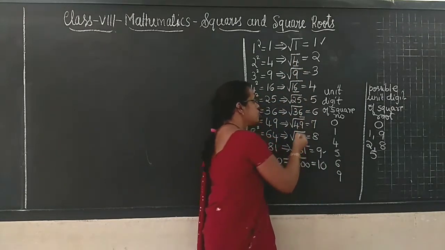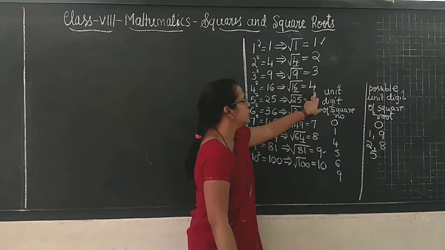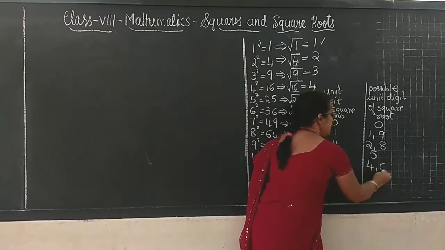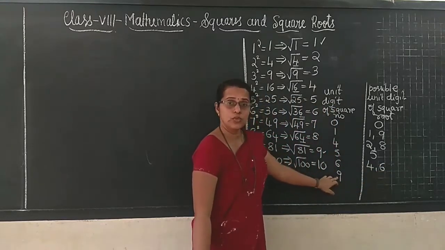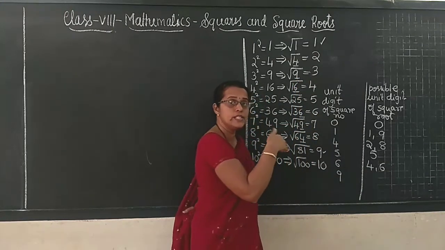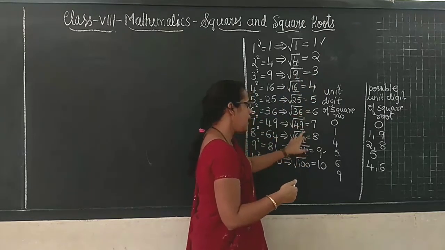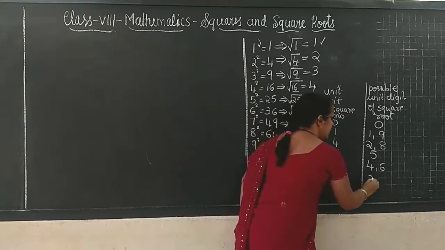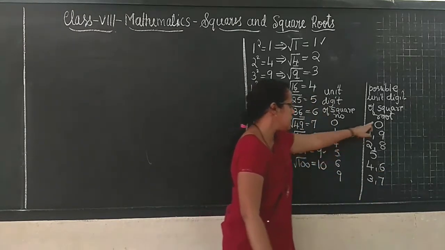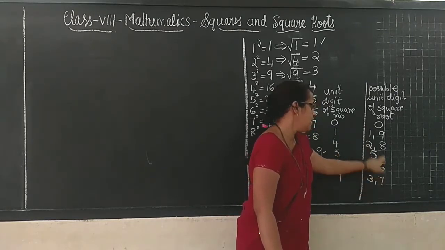Even 36 ends with the 6. So if any number ends with 6, then the square root ends with 4 or 6. Now any number that ends with 9, even another number like 49 ends with 9. So what does the square root end with? 3 and 7. Okay. So now if I see 0, 1, 2, 3, 4, 5, 6, 7, 8, 9.